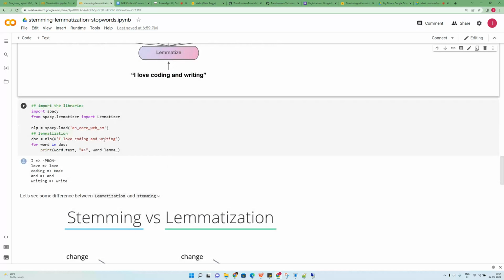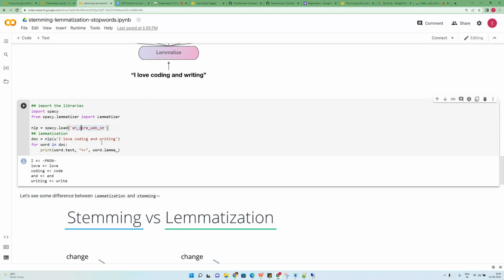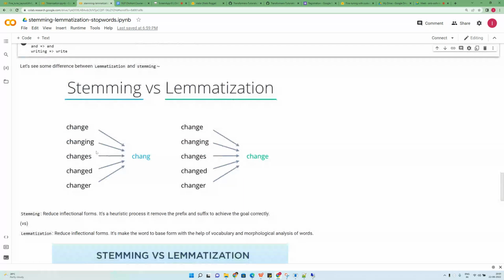Okay, so that's the use of lemmatization. You can just say import spacy, load this algorithm en_core_web_sm, and pass the sentence, and it will convert to the root words: coding to code and writing to write. So these are the different changes.